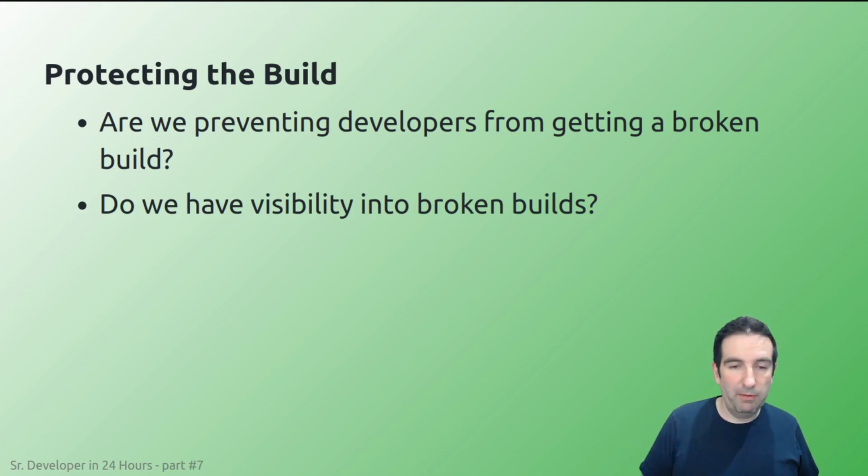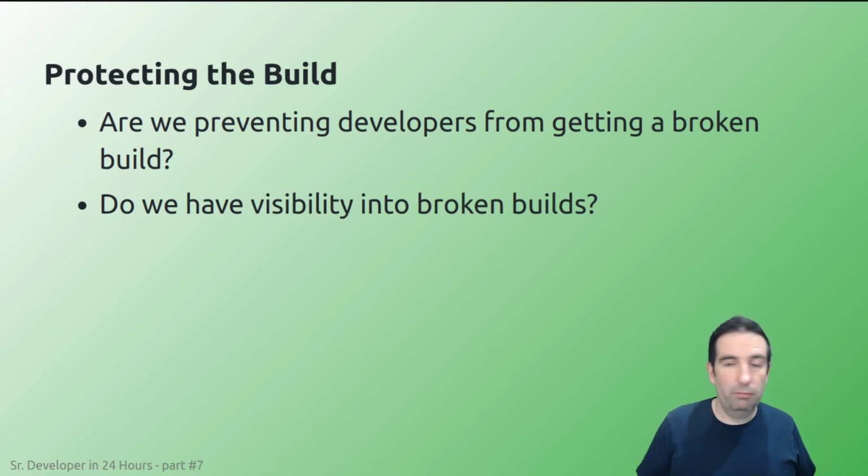Do we have visibility into broken builds? For example, do we have visibility into broken builds on the CI/CD server? That one tends to be fairly straightforward. But do we also have visibility into broken builds as they're seen by our developers? For example, if they're failing in their local environments, do we have any kind of visibility on why or how often those things are happening?